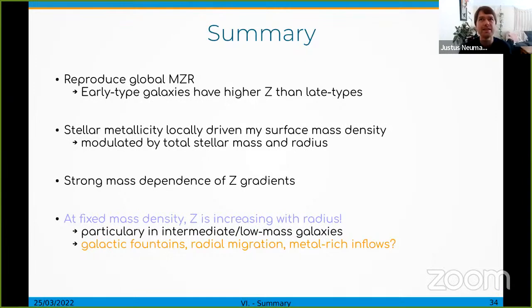Well, it's inverse when you look at a fixed mass density. But it can be seen if you have radial migration in simulations, for example, that they tend to flatten the metallicity gradient, which is usually negative. So if this gradient is flattened, just plotting metallicity against radius, then it can be inverted when you look at a fixed mass density.